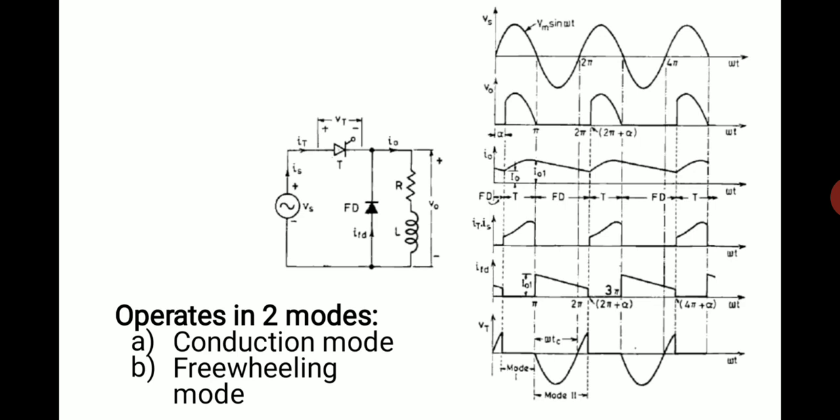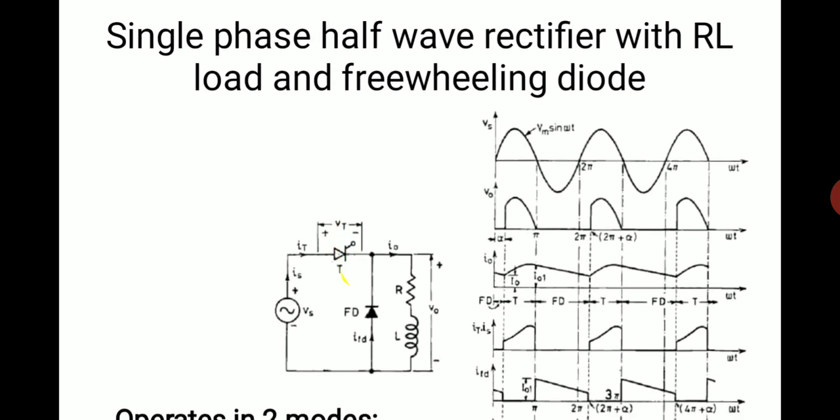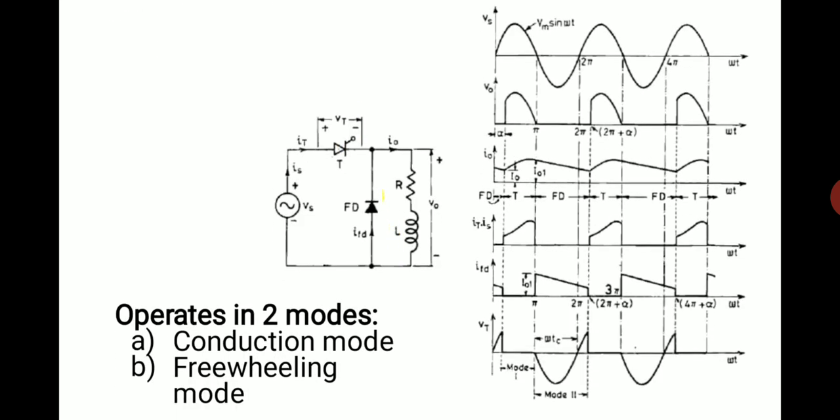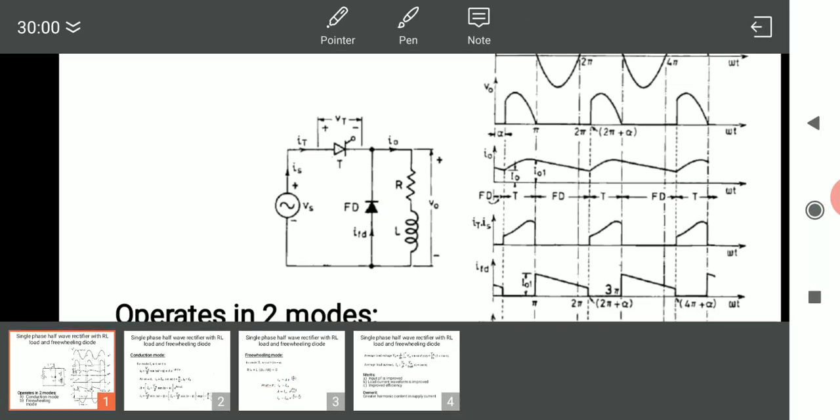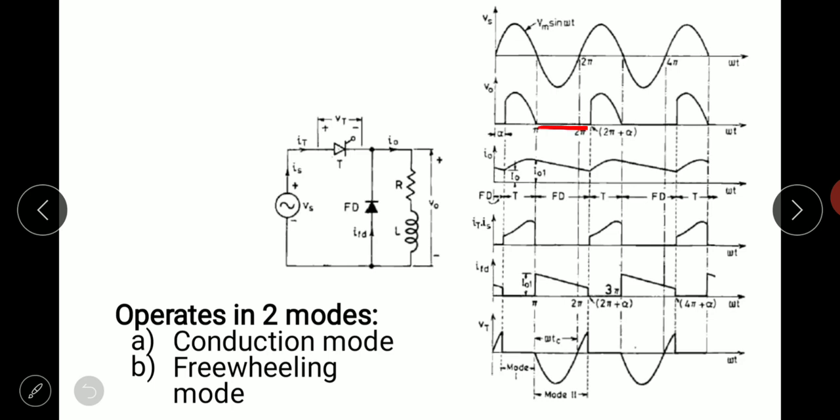Now, when the current is flowing through the diode, we can see that the voltage across the diode will be 0, and since the voltage across the diode is 0, the load voltage V0 will become 0. You can see that V0 here, when the diode is conducting, will be 0.